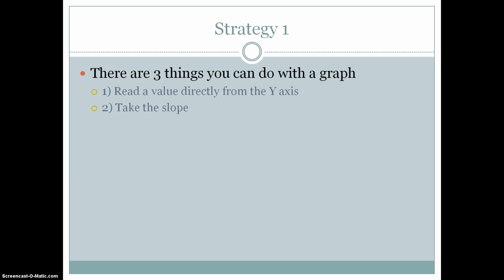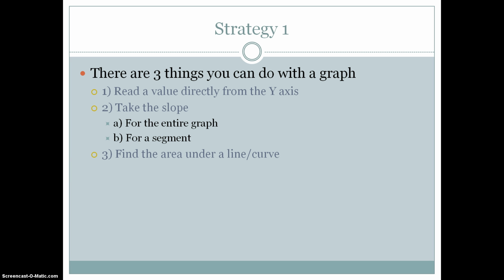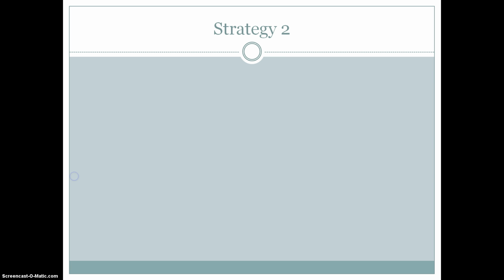The second thing is we could take a slope. We could do that either for the entire graph, looking at the start and end point, or we can also do it for a small segment. So in this class, we're going to have graphs where we look at just small slope parts, as well as the entire thing. And the third thing is we could find the area underneath a line or curve. Again, we could do it for the entire graph or just a segment. These 3 things are how you are going to constantly succeed with graphs, whether in physics class or trig, calculus, whatever math class you're possibly in.